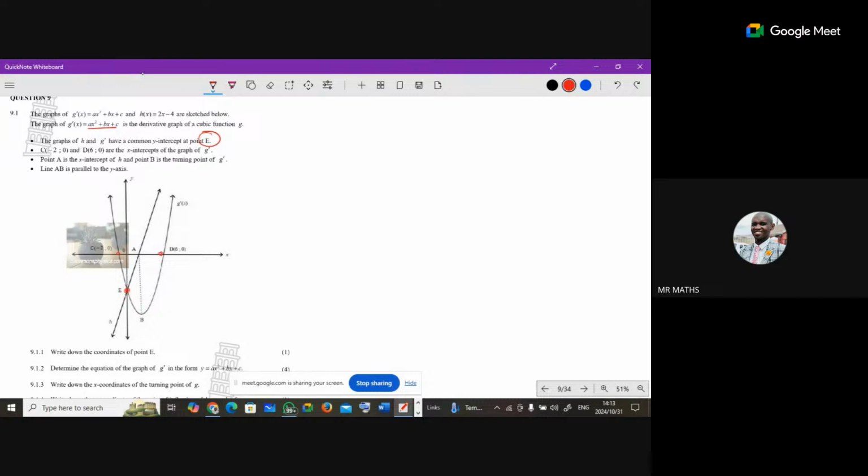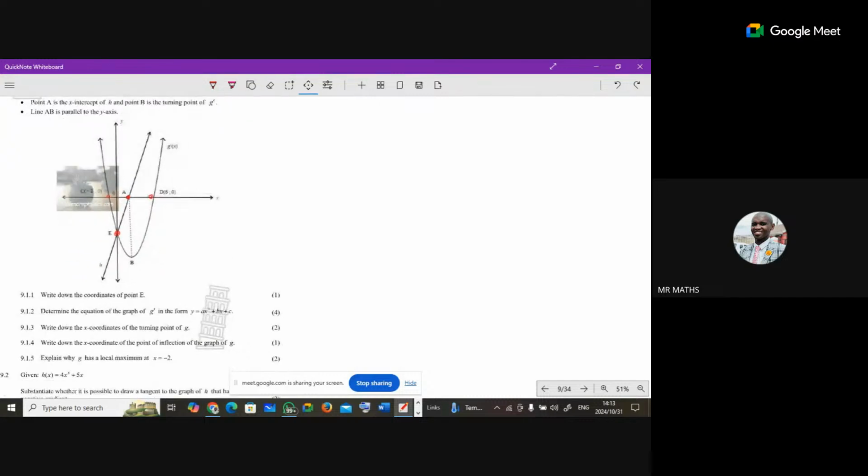Point A is the x-intercept of h. Then point B is the turning point. As you can see, line AB is parallel to the y-axis. Line AB is parallel to the y-axis. So here. Okay. Then now let's see the first question.